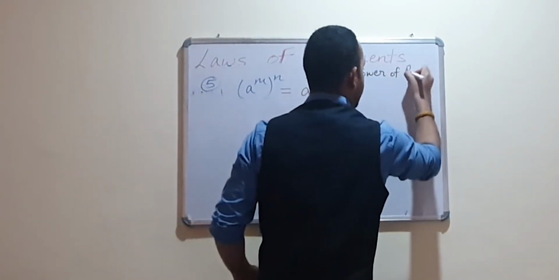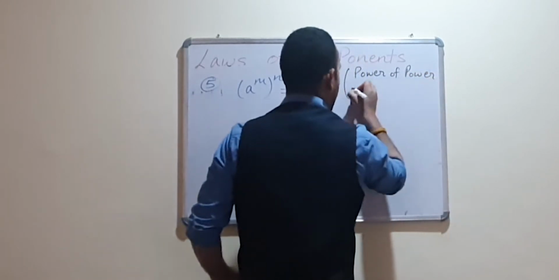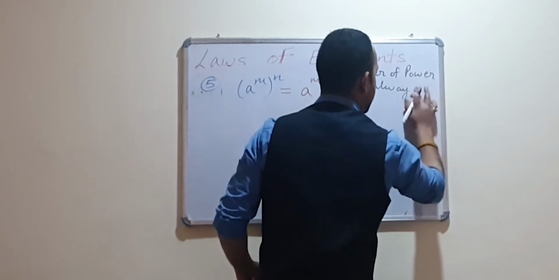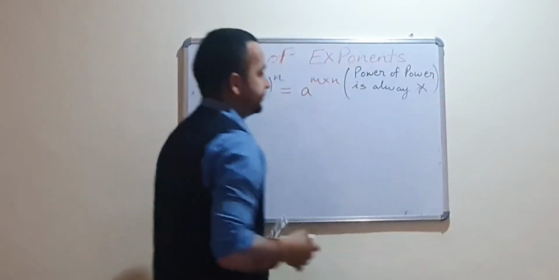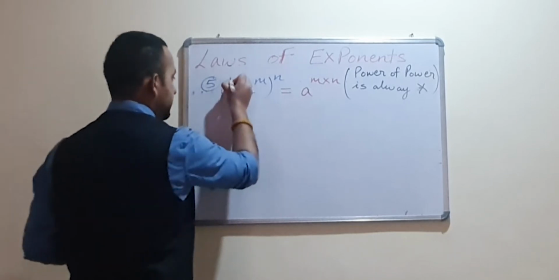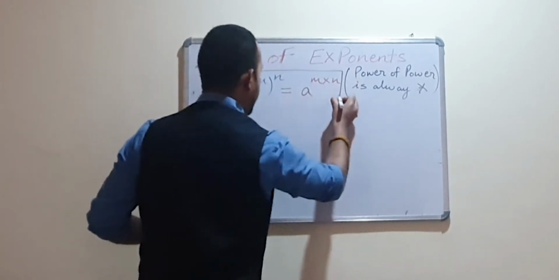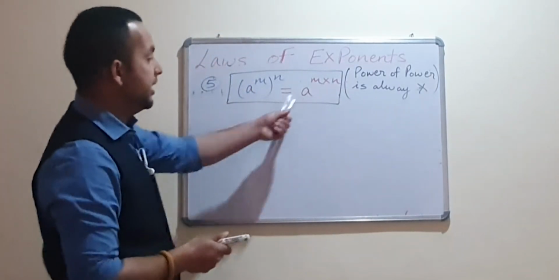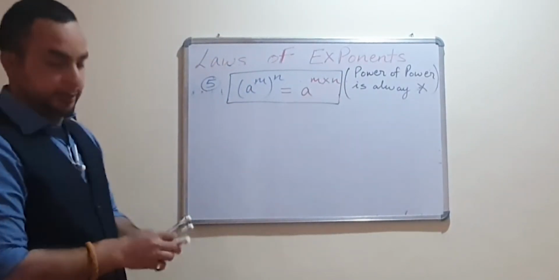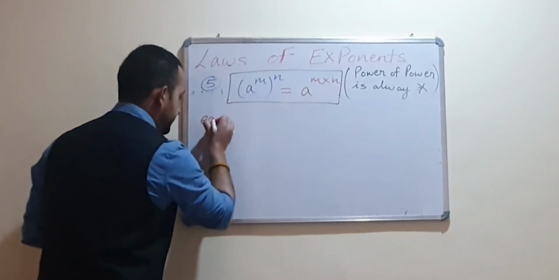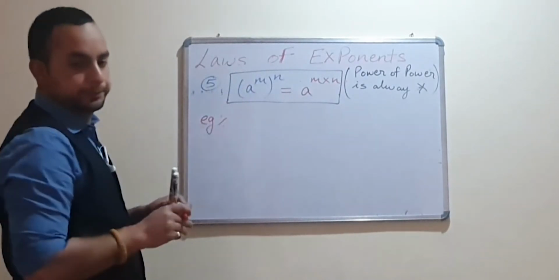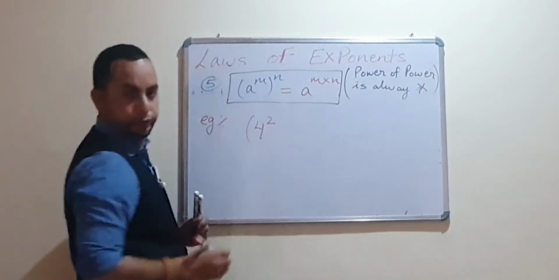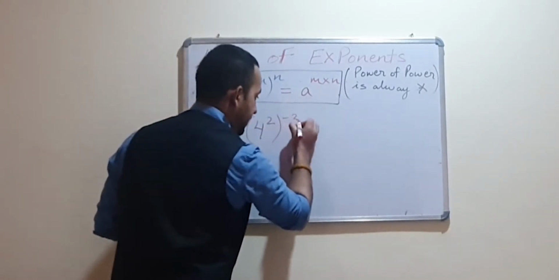So power of power is always multiply. So this is the formula that a raised to the power m whole raised to the power n can be expressed as a raised to the power m into n. Again we are going to take an example according to this law. Example: 4 raised to the power 2 whole raised to the power minus 3.